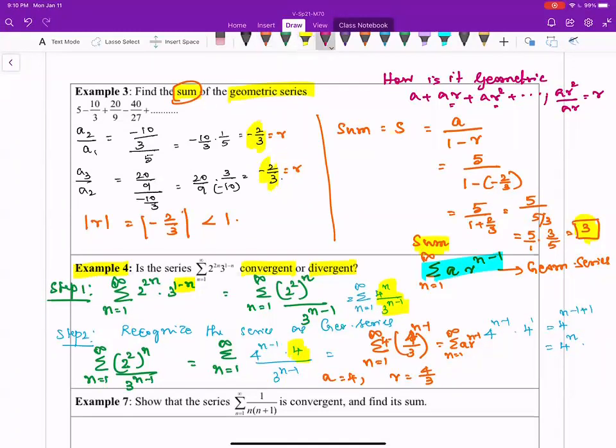What is the absolute value of the common ratio? Which is more than 1. Therefore, the geometric series diverges.